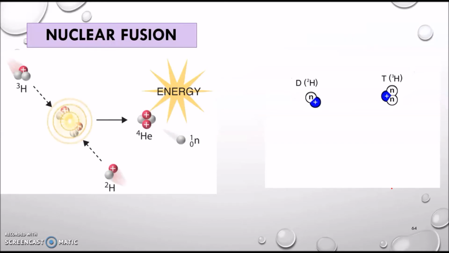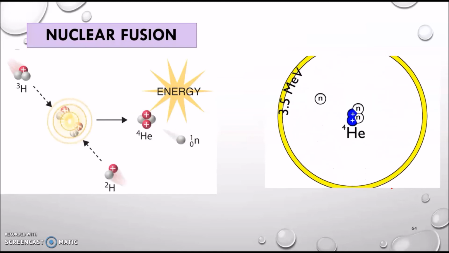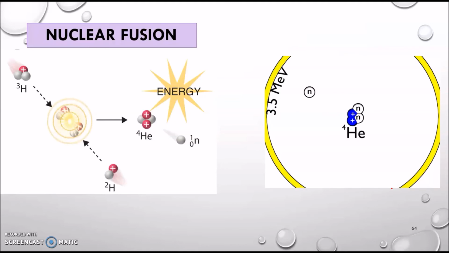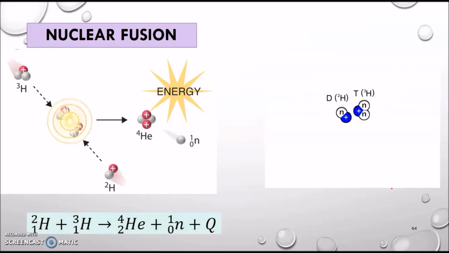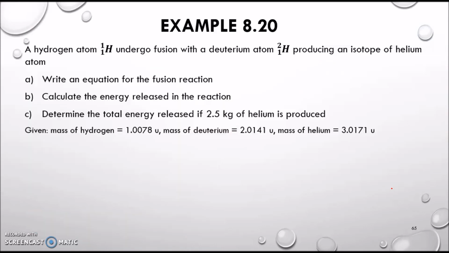Nuclear fusion. This is the example where deuterium and tritium will fuse or combine together to form helium, and at the same time it will release one neutron and energy. This is the example of the equation. Example 8.20. A hydrogen atom undergoes fusion with a deuterium atom, producing an isotope of helium atom. Write the equation, calculate the energy release, and determine the total energy release if 2.5 kg of helium is produced.